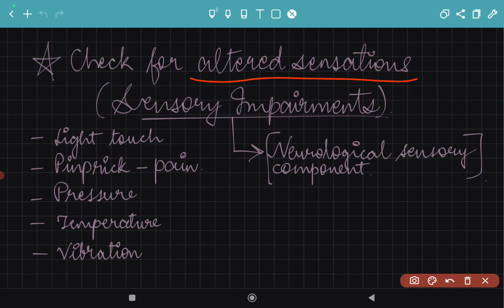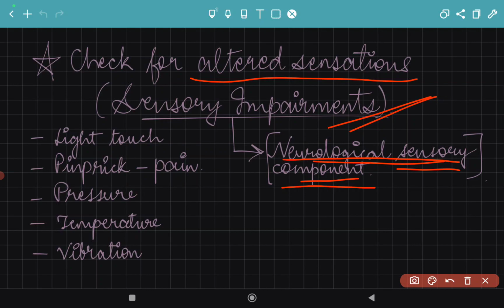While doing this procedure, we can ask the patient to close their eyes, and we can test each and every sensory component. Here it will be considered a neurological sensory component, because the nerve which is supplying is the cause, and the actual cause will be the disc or other thing which is causing the impingement of that nerve. Because of that, we are able to see those symptoms. So what all sensory impairments can be seen, we are going to test that.